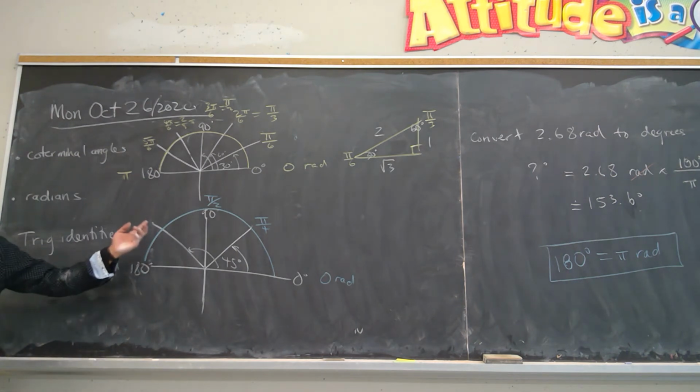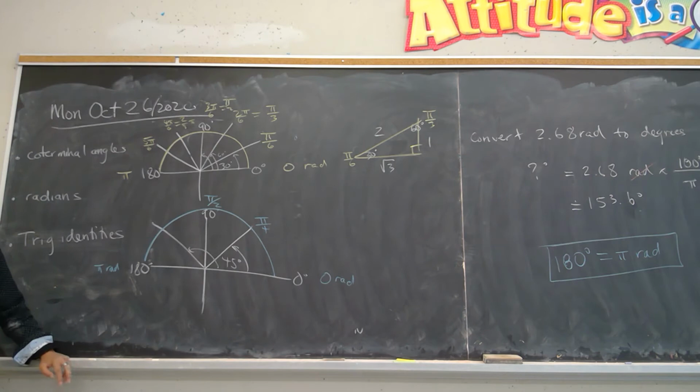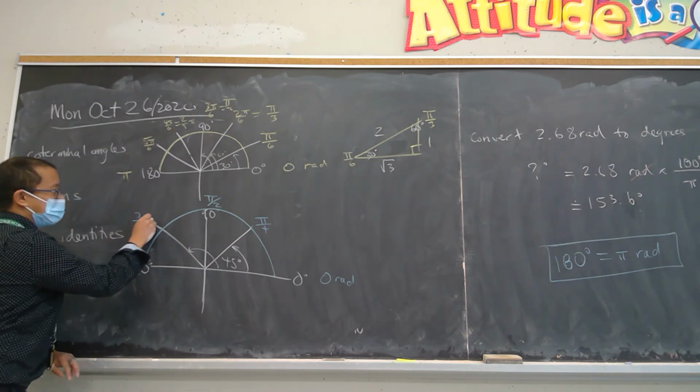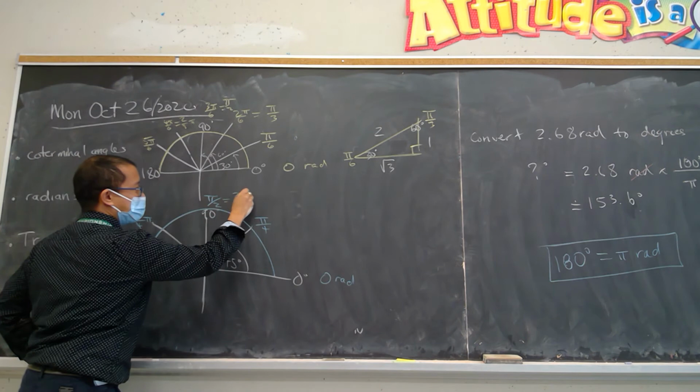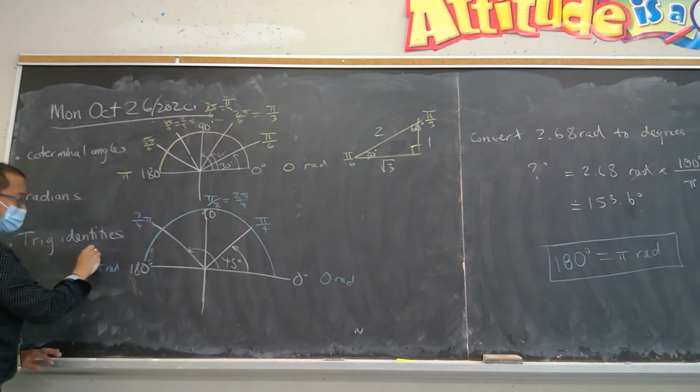So can anyone do 135? No pressure? Just like that? What's that answer? Grace again. 3 pi over 4. Yeah, 3/4. Because this one is really 2 pi over 4, and this one's really 4 pi over 4. Okay, that's what I'm trying to show you.